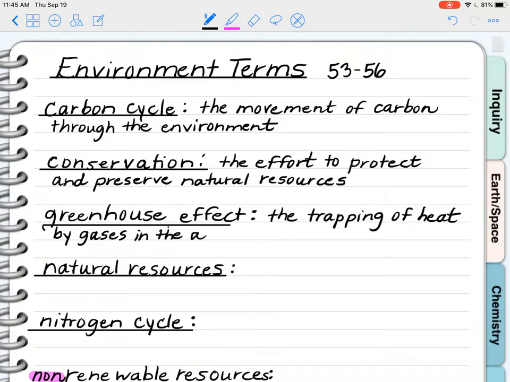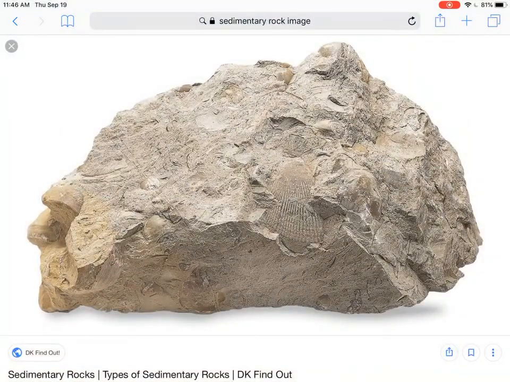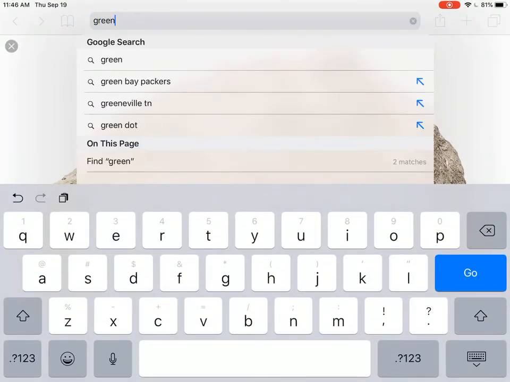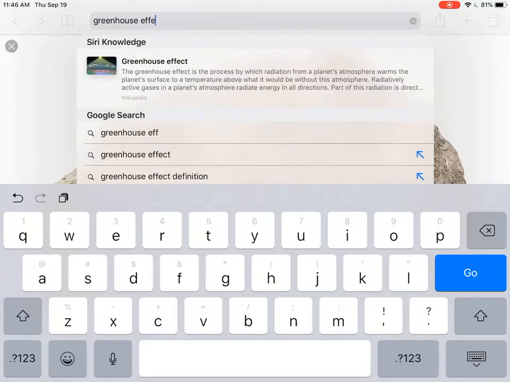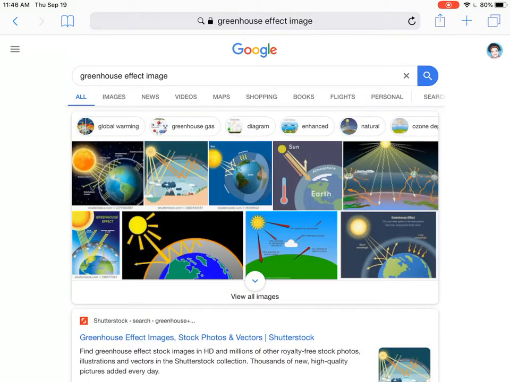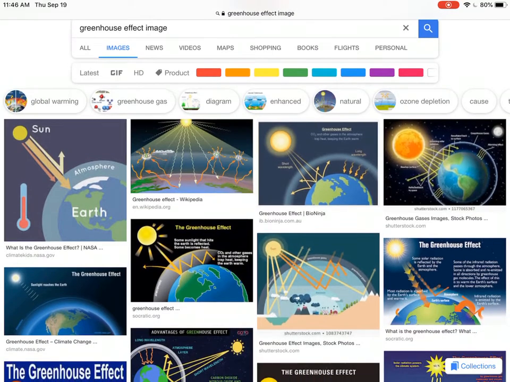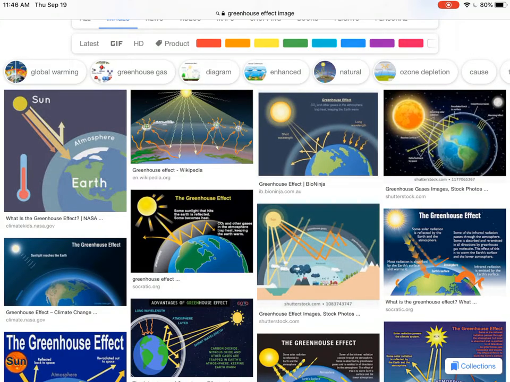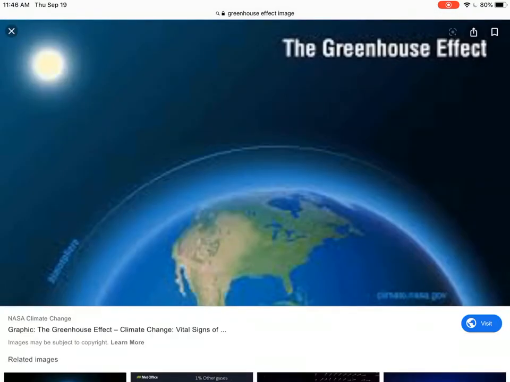So let's use a common sense thing here. If the atmosphere traps heat, what's going to happen to the earth? Well, let's take a look. I'm going to Google greenhouse effect and add the word image, and you can see a diagram of what's going to happen here. And let me see if I can find one that's fairly easy to understand. Some of them can get very complicated. Let's look at this one because it's animated.